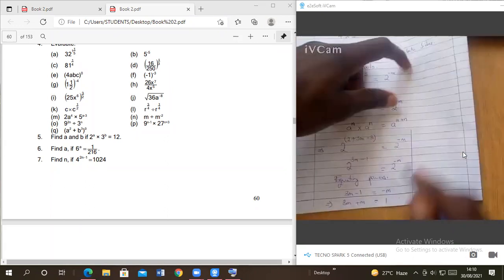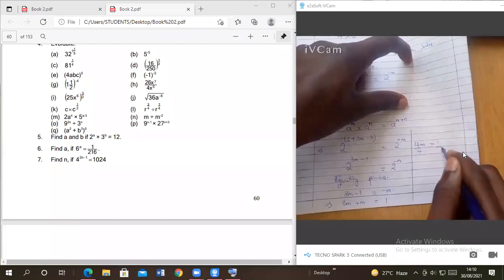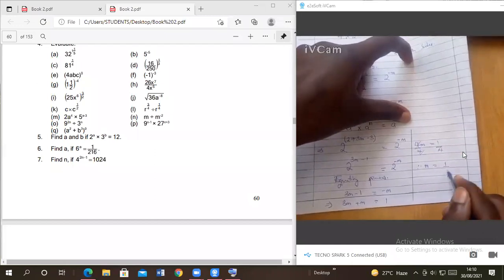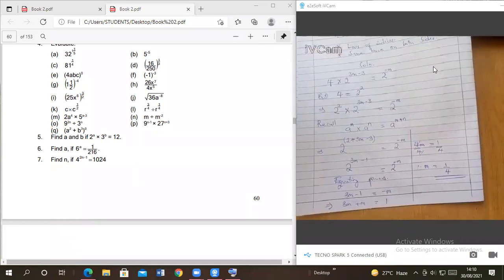So which means we shall have 4m equals to 1. So divide all through by 4. This and this will go away. Therefore, our m is equals to 1 out of 4. Members, are we together on that? Are we together? Yes. Good. That is number one.